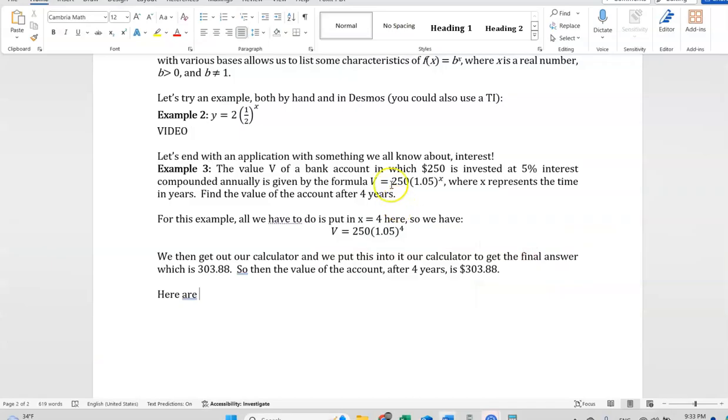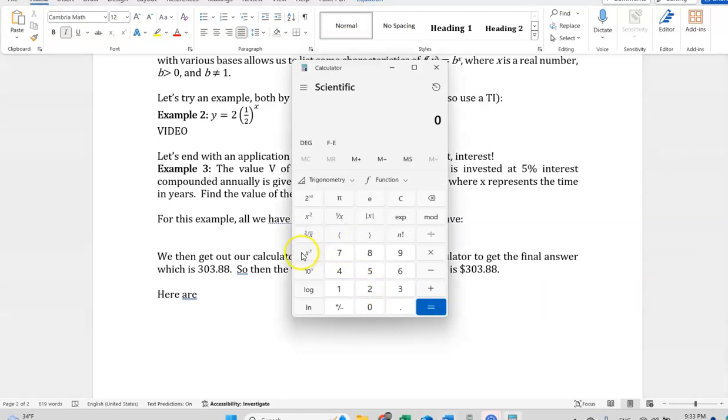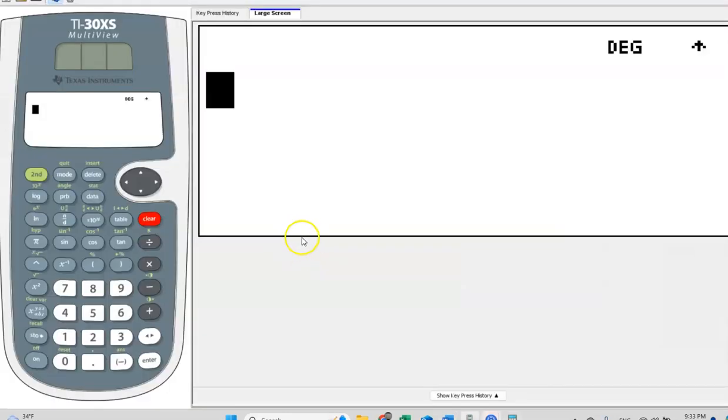How do you get this value on there? If you remember from order of operations, what do you do first? Please excuse my dear Aunt Sally. Parentheses, and the only thing in the parentheses is 1.05, there's no simplification. Then we move on to exponents. So we're going to do the exponent first, then we're going to multiply by 250. It's very important that you do it in the right order, and that's why we have order of operations. I'm going to do this on both of these, and we're going to get the same answer.